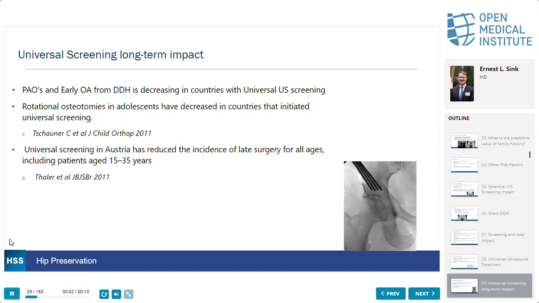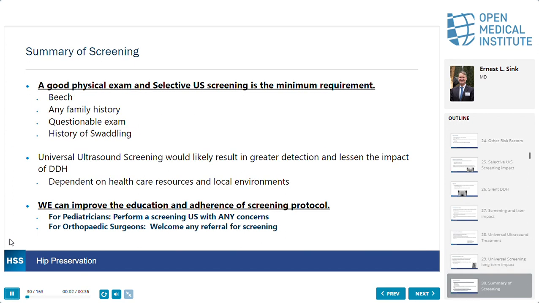So PAOs and early OA from DDH are decreasing in countries, like I said, where there's universal screening. So it has made a difference. But what's more important, a good physical exam and selective ultrasound screening is a minimal requirement. So when you get a baby, or your partners do, Ortolani and Barlow, what are the risk factors? This is your one opportunity to perhaps treat them. We can improve the education and adherence to screening protocols.